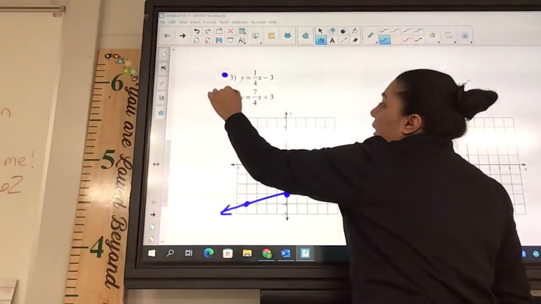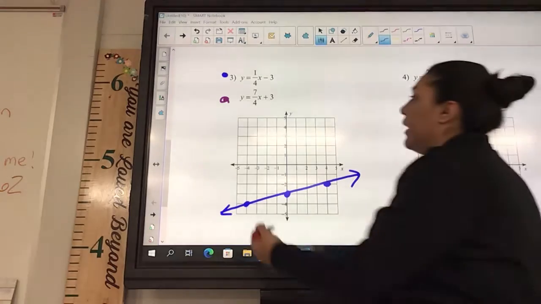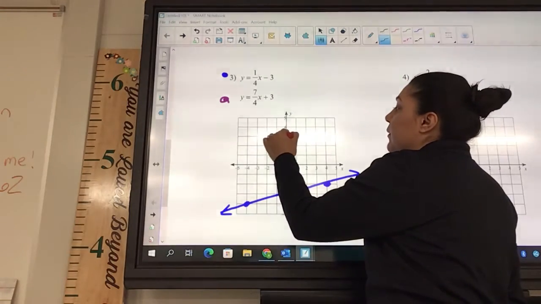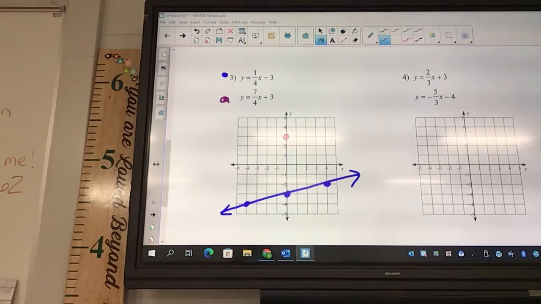Okay, doing the second line, we start where y is 3. So you're going to go to the y line and where y is +3. Is our slope positive or negative? It's positive. Okay, can we go up 7? No, so we got to go down 7.